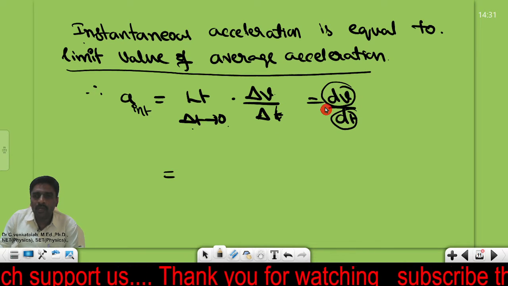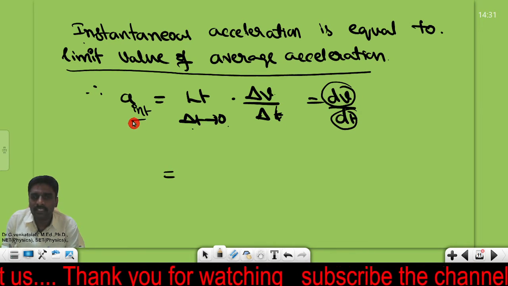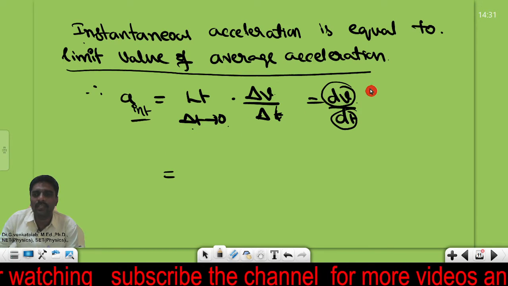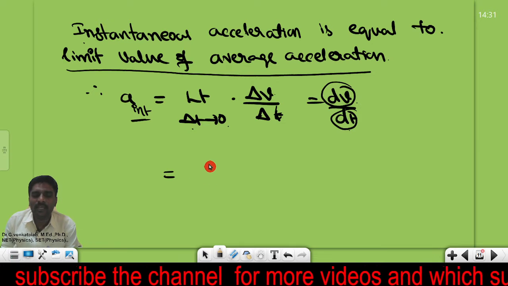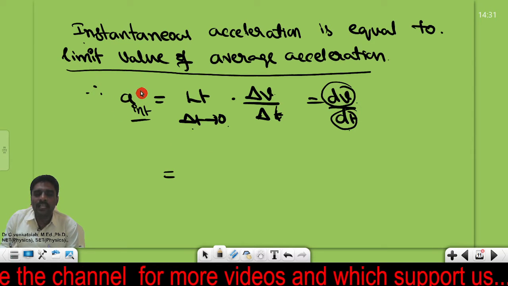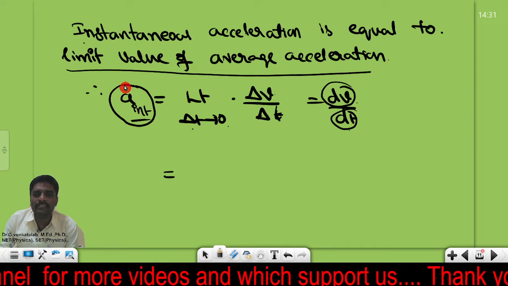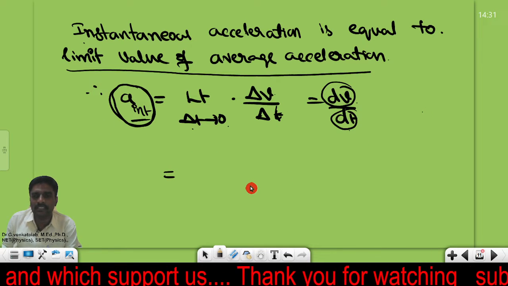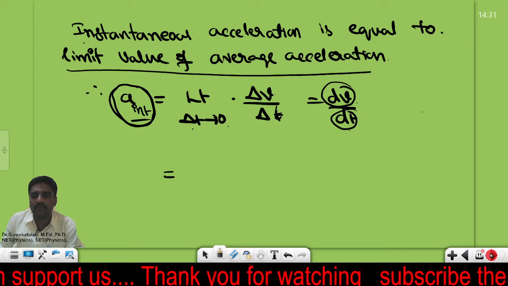Now please look at this: dv by dt, the instantaneous acceleration, is nothing but the general definition of acceleration only. Dv by dt is what we use in general in the subject we are discussing. Every time we discuss acceleration, it is only the instantaneous acceleration. At a particular point we are discussing, that's why we are discussing dv by dt.